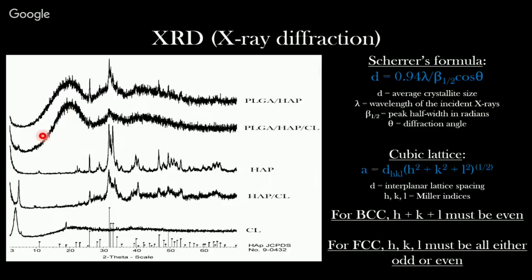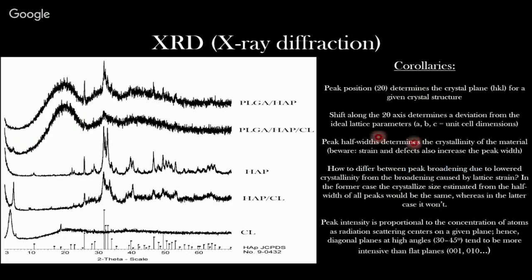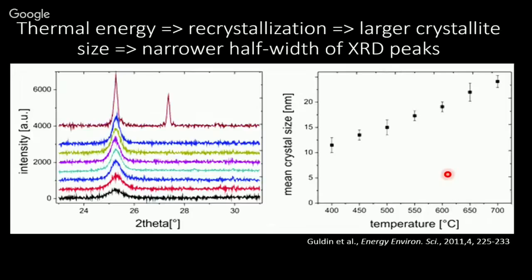And the Scherrer equation works only in the sub 100 nanometer range. So it's only applicable to nanomaterials. And it's extremely useful because you can know what the crystallite size is. There are more complex things and different corollaries that I'm telling you here, but you can read more about those.